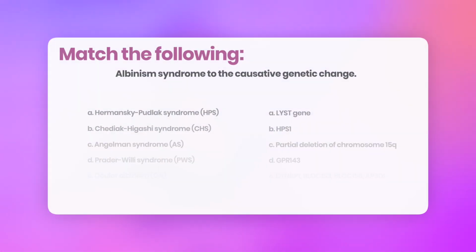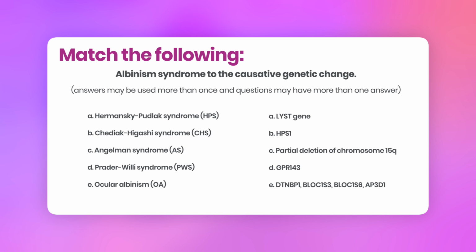Moving on to the syndromic versions of albinism. So again, there are many syndromes out there where albinism is just a portion of that. So we have several of these. There are 5 different ones. And again, they all have a different gene mutation.